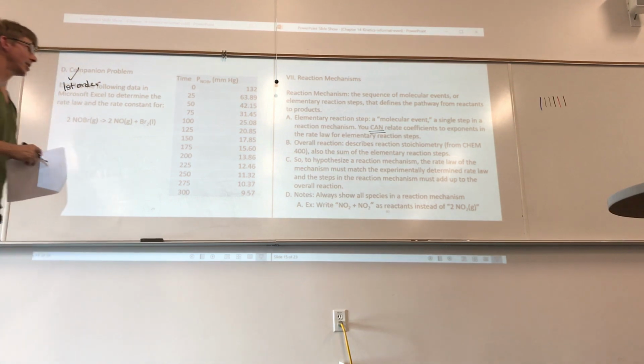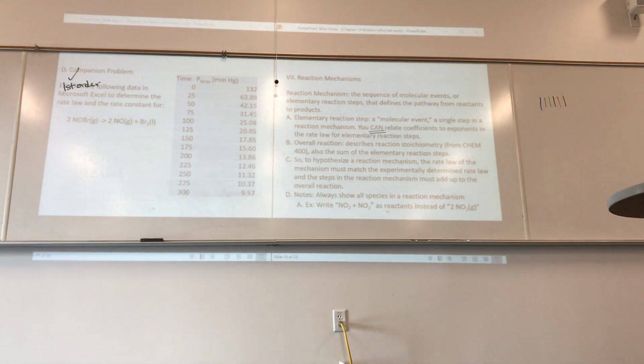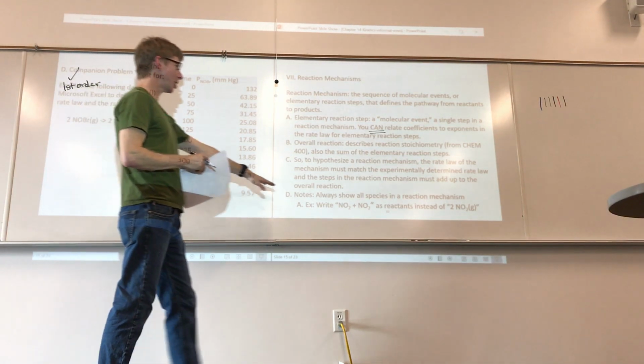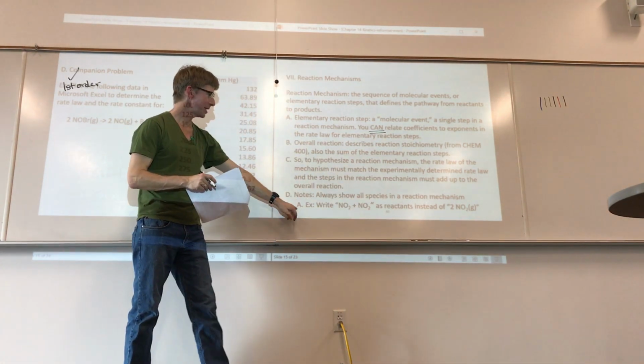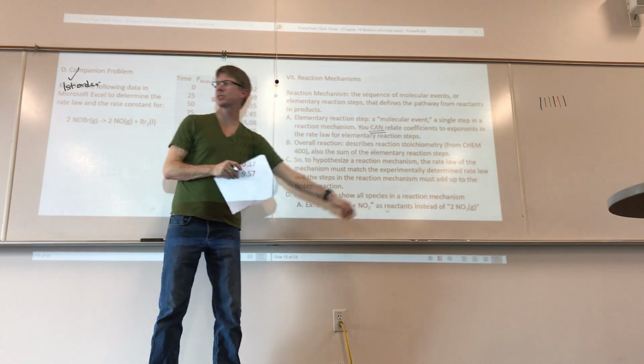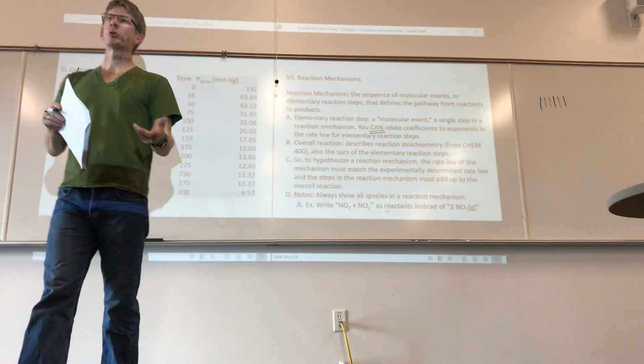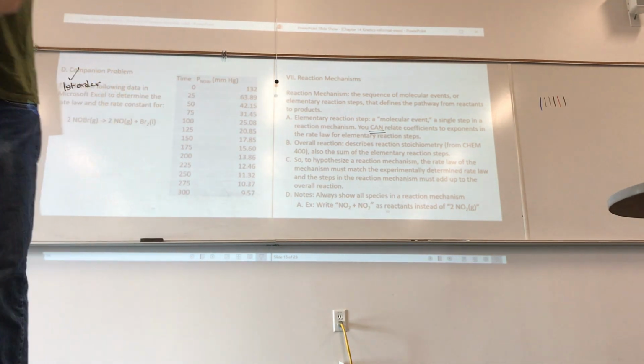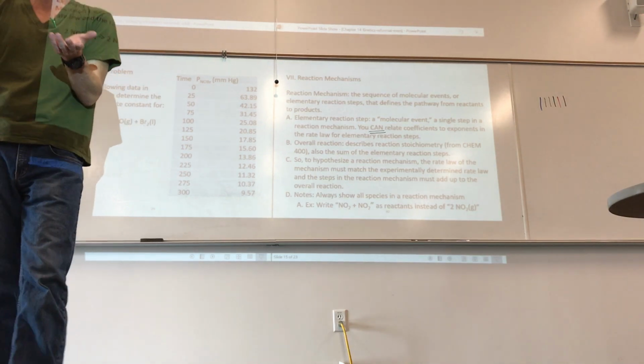We will know the rate law, and the rate law of the mechanism must match the experimentally determined rate law. And the steps must add up to the overall reaction. All right, notes. Always show all species in a reaction mechanism. So NO2 plus NO2 as opposed to using a 2 coefficient. The reason we're going to do that is so we can act it out, of course.